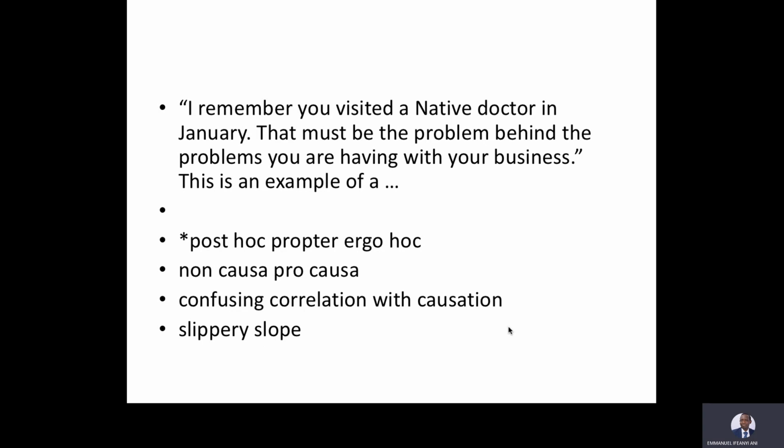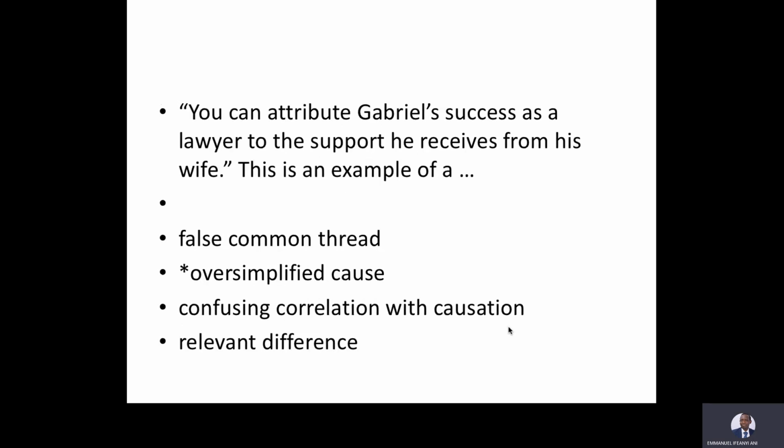You can attribute Gabriel's success as a lawyer to the support he receives from his wife. This is an example of what? So Gabriel is successful as a lawyer because of the support he receives from his wife. What is that? That should be an oversimplified cause, because the support of Gabriel's wife alone cannot make him a successful lawyer. He's a successful lawyer because he works hard, he does his research well, and his wife is giving him support.